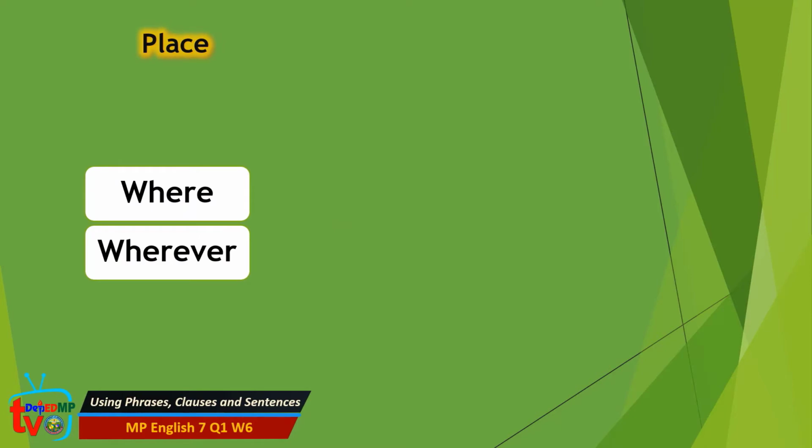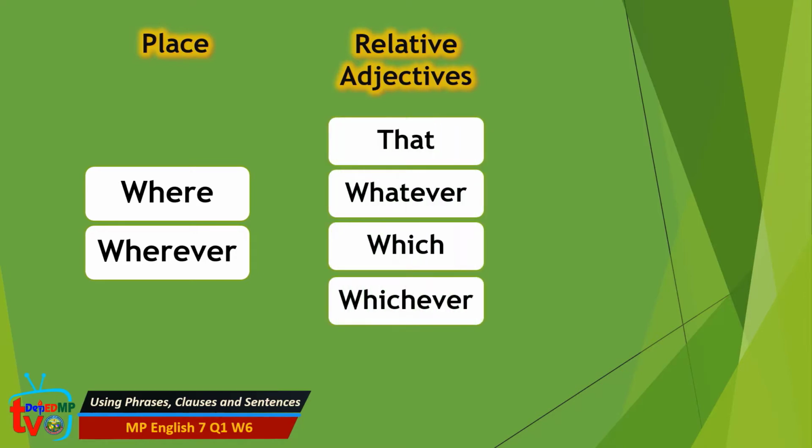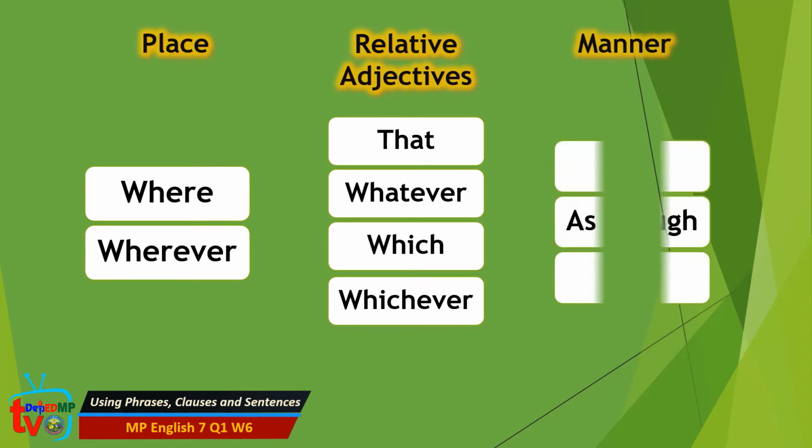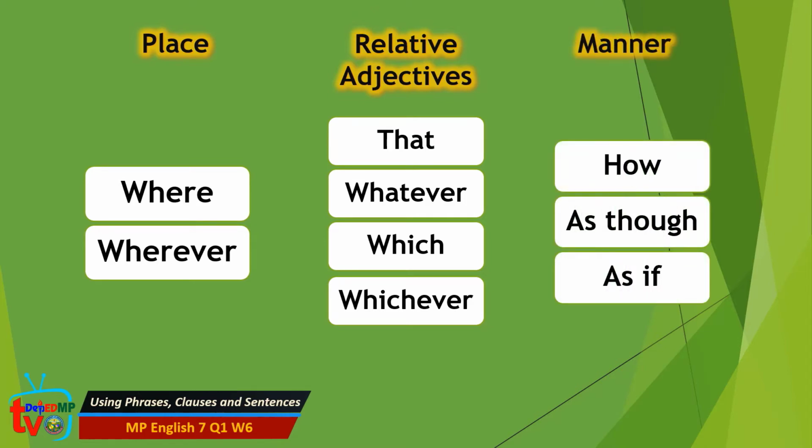What about for place? We use where and wherever. For relative adjectives, we use that, whatever, which, and whichever. And finally, for manner, we use how, as though, and as if.